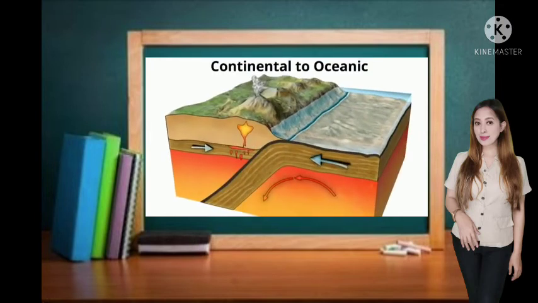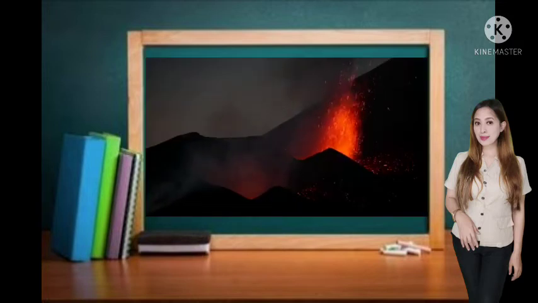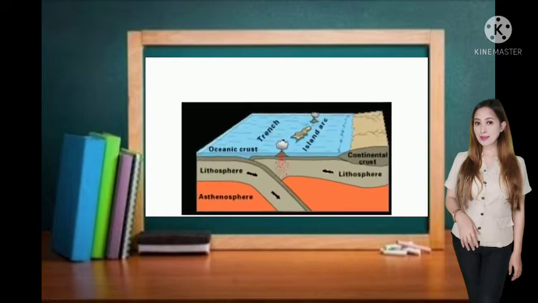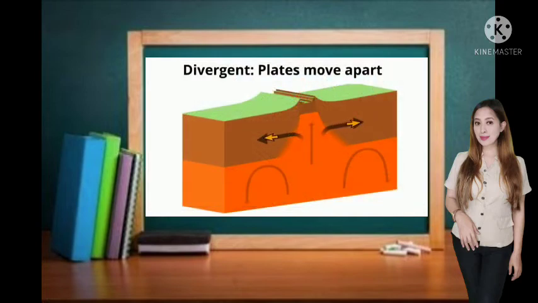Next is continental to ocean collision. When a plate of ocean crust collides with a plate of continental crust, the ocean crust, which is thicker and denser, subducts or goes underneath the continental crust. The magma from the melted oceanic crust rises to the surface and results in volcanoes along the boundaries. The third is the ocean-to-ocean collision that occurs when 2 plates of oceanic crust collide. The older dense plate subducts under the younger plate, and as a result, the crust melts and creates a volcanic arc or island arc.